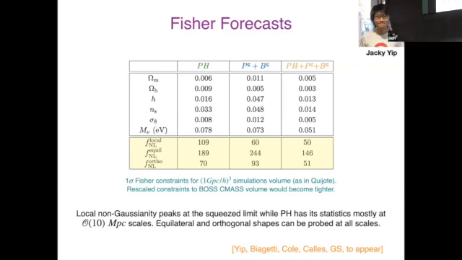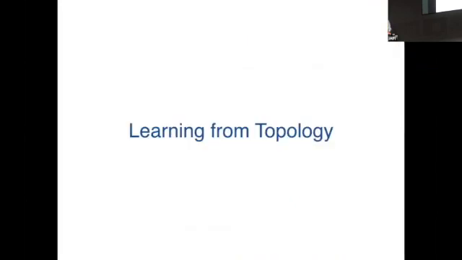And most importantly, it's not about the absolute value of these different constraints. They were done on a much smaller simulation volume. You expect better results to be obtained if you go to bigger simulation volumes. But the point is, you can get better constraints if you combine the statistics from persistent homology and from the power spectrum.